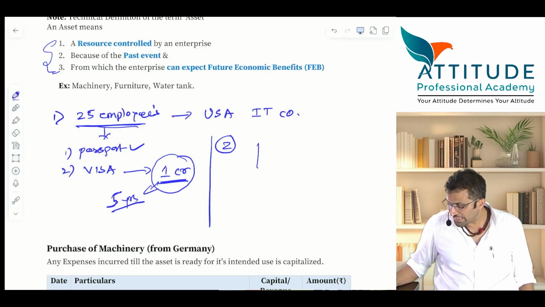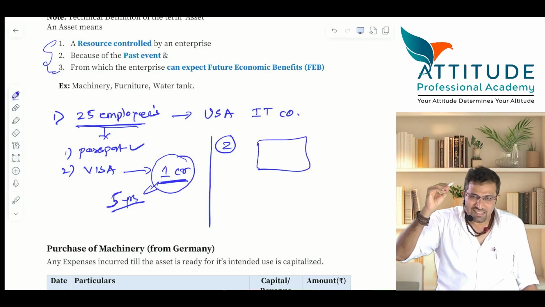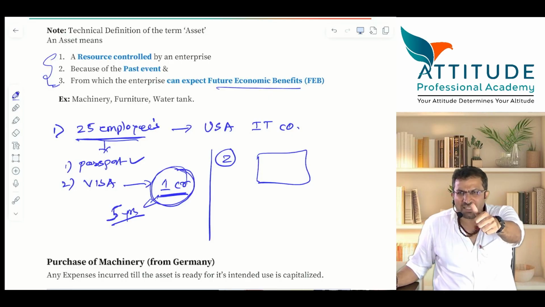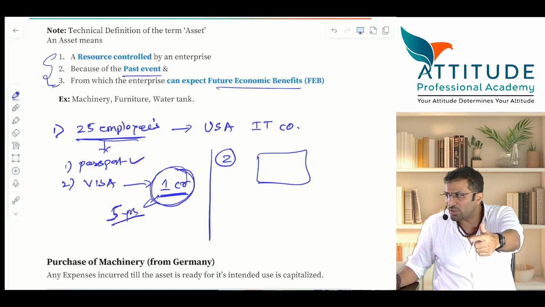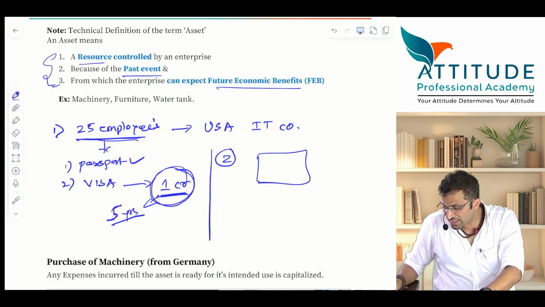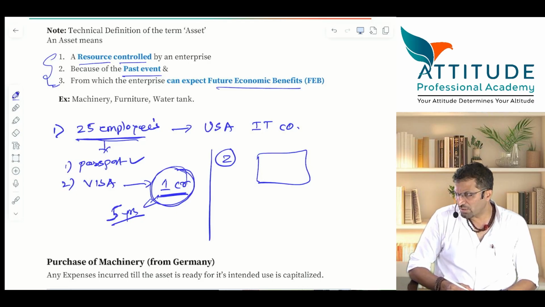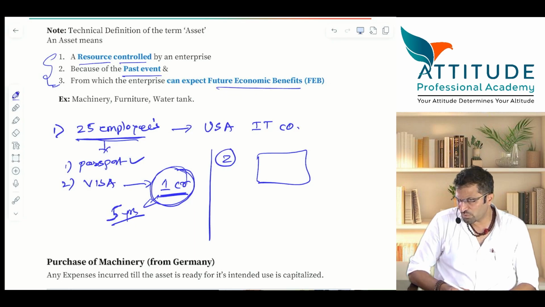Now tell me, with this agreement, I spend 1 crore rupees on the visa. Now tell me, first, can you expect future economic benefits because of this visa expense? Answer is yes. Is there a past event? Yes, because the visa money is already paid. Now tell me, is the human resource controlled? Can I control? Sure? So if you're saying it can be controlled, are you sure about it? I'm controlling you because of the contract. Then I should show you as a fixed asset in my balance sheet. What will I show? How will I value you?